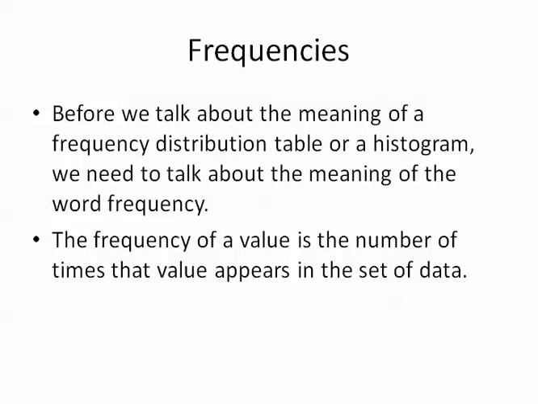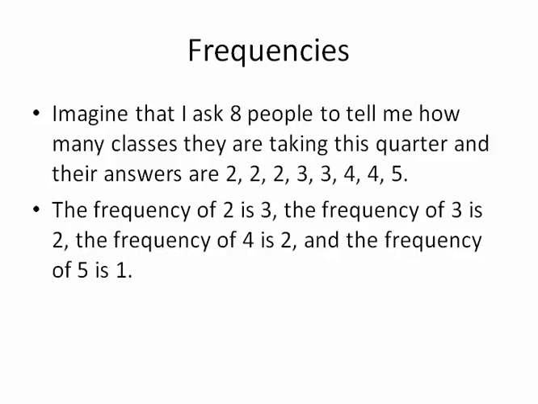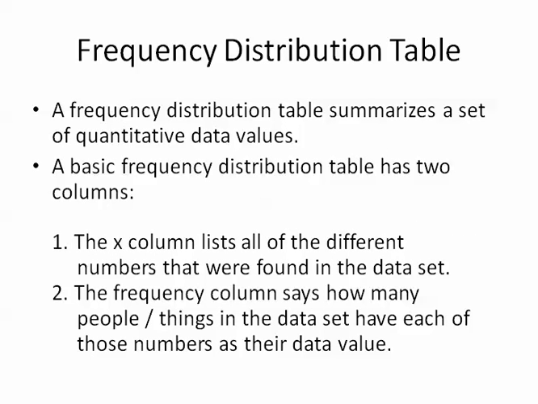When we talked about what the word frequency means, it's the number of times that the value appears in the data. And this describes how to create a frequency distribution table. You have the X column that lists all of the different values that were found in the column of data. And then you have the frequency column, which says how many times each of the values appeared in the column of data.